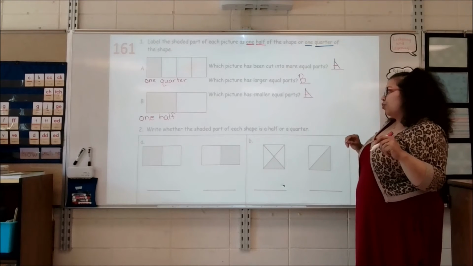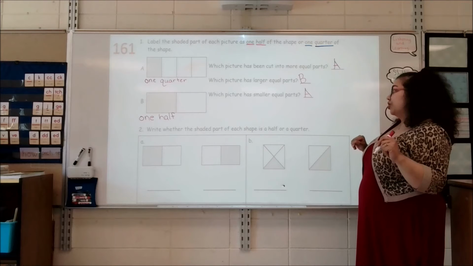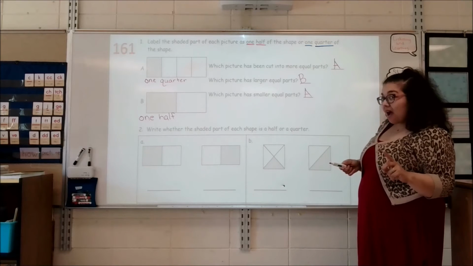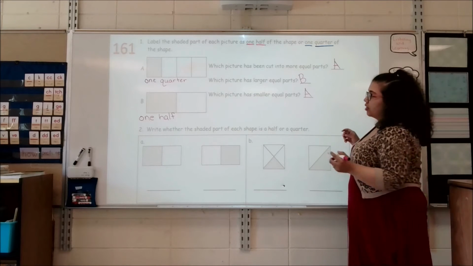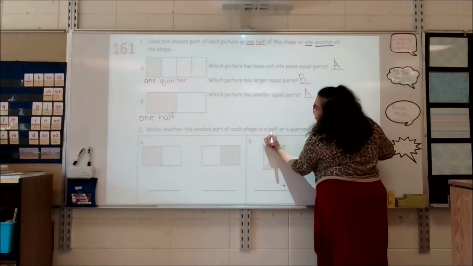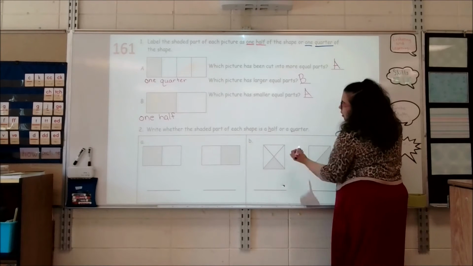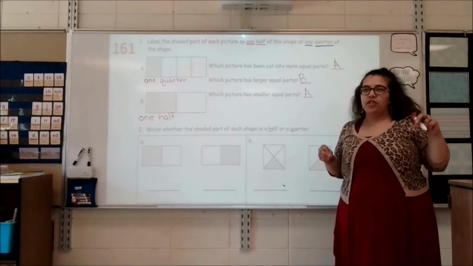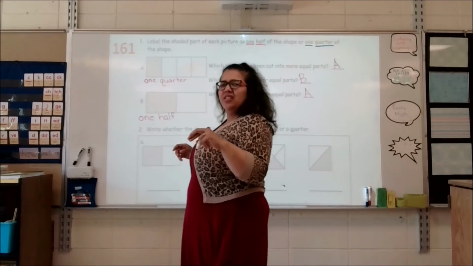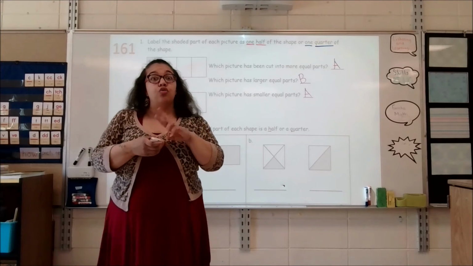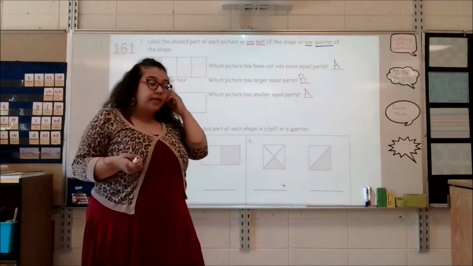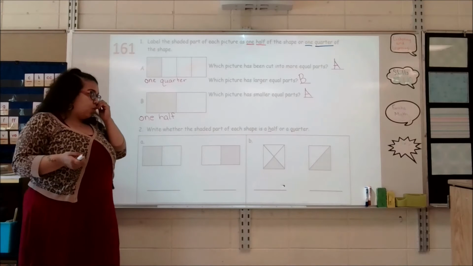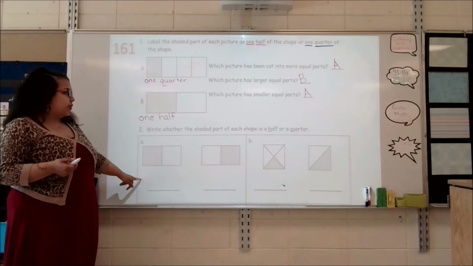We're going to write whether the shaded part of each shape is a half or a quarter. Again, I put the U with it because Q and U are like sidekicks. They're always one after the other. Like I think we call them best friends. Maybe, I don't know, 2 letters making one sound. Digraph, coming in that range right there. So quarter, half, quarter.